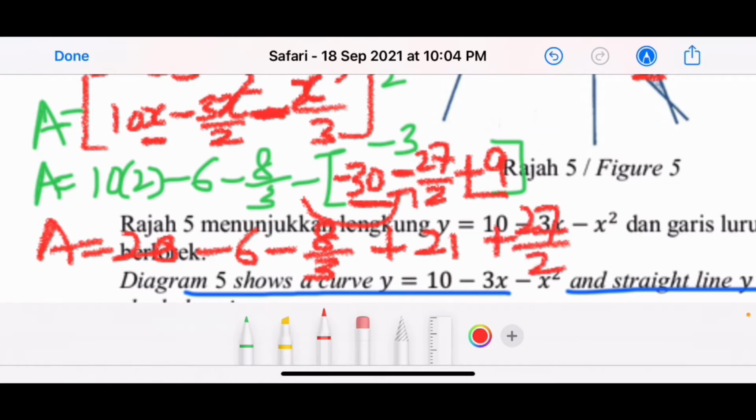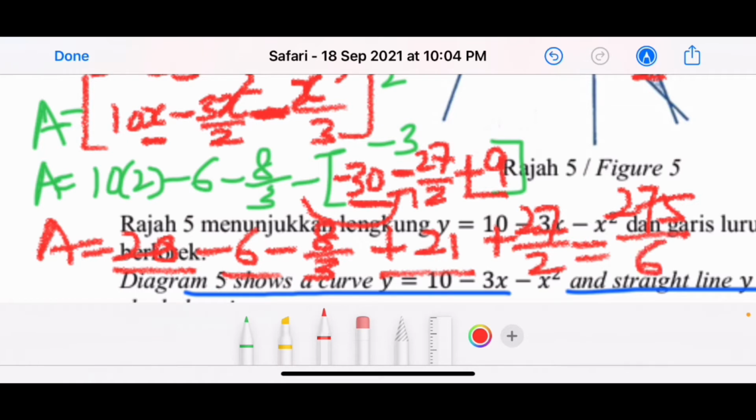So if you plug into the calculator, we have 14 minus 8 over 3 plus 21 plus 27 over 2, okay, plus 21 again, 14 minus 8 over 3, plus 21, and then plus again 27 over 2, so we will get 275 over 6.